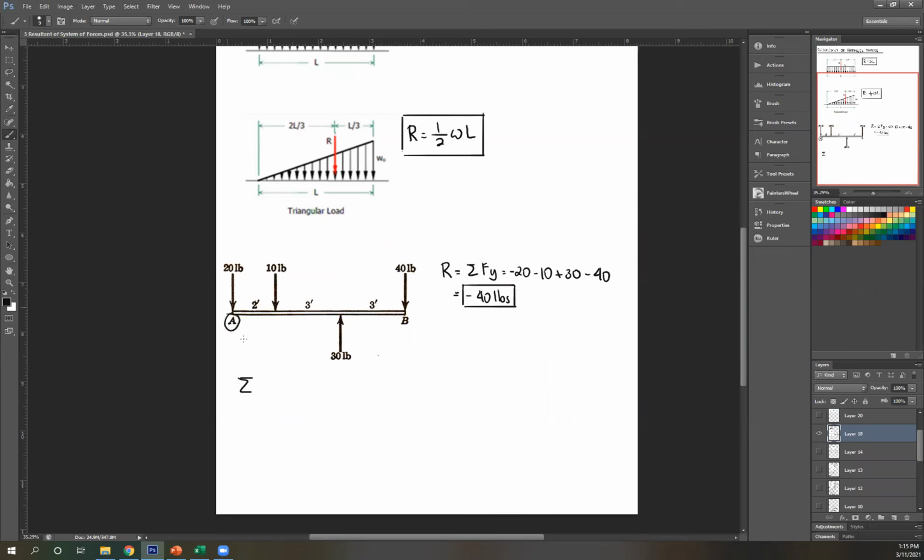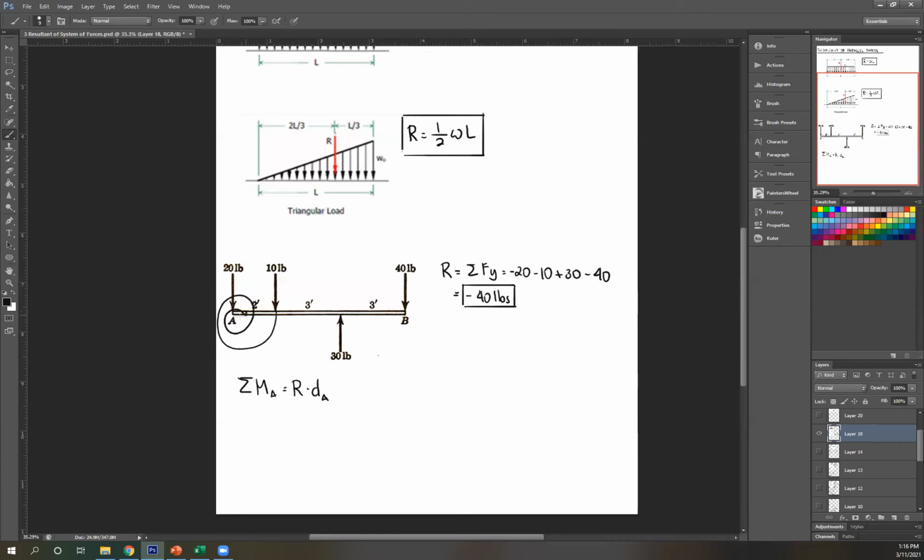Let's say I want to choose A. So usually you want to choose a point where most of your forces are acting so that you can cancel all of those forces out. Here at A, my 20-pound force is acting there, so that cancels out. And then MA is equal to R times D, where D is the distance of your resultant from A. Okay. So 20 passes through A, so that's 0.